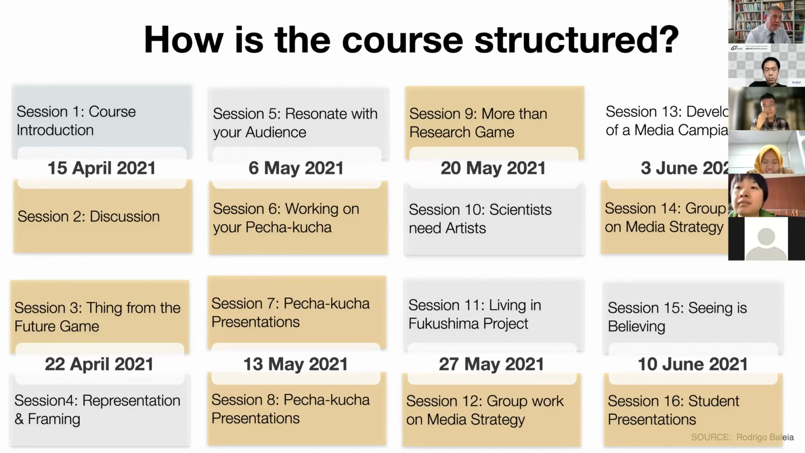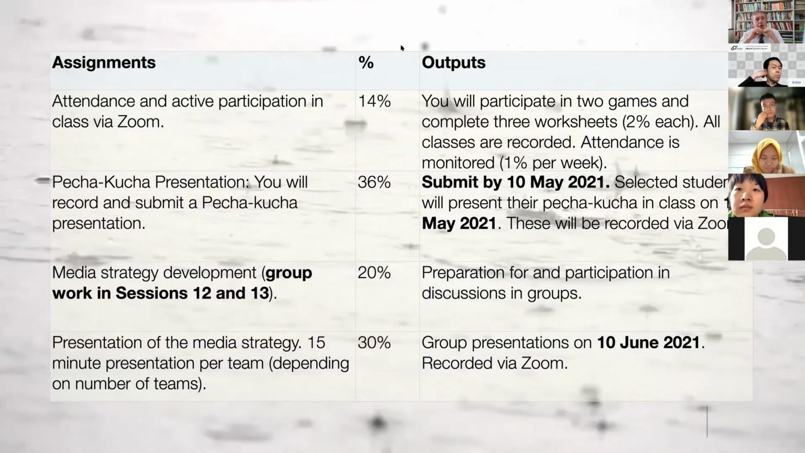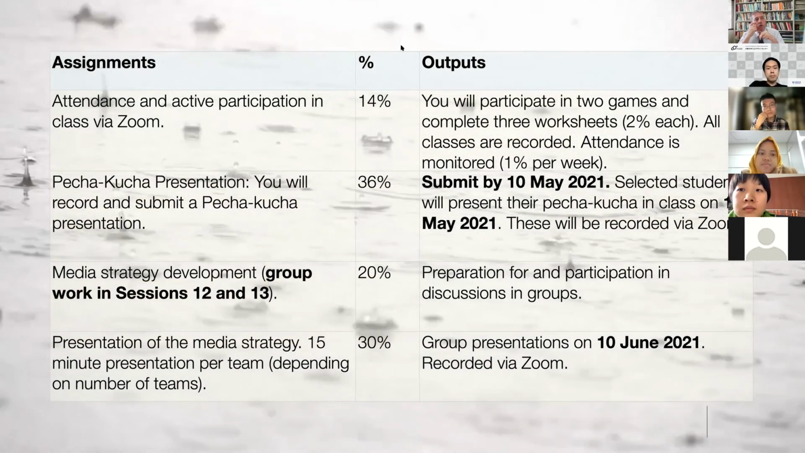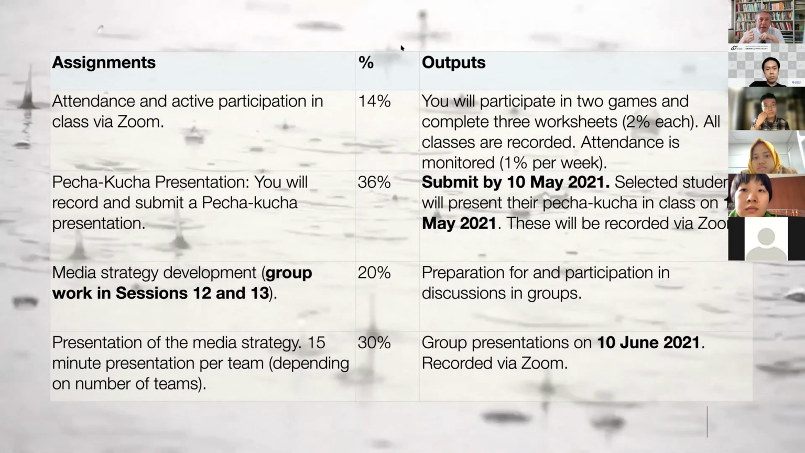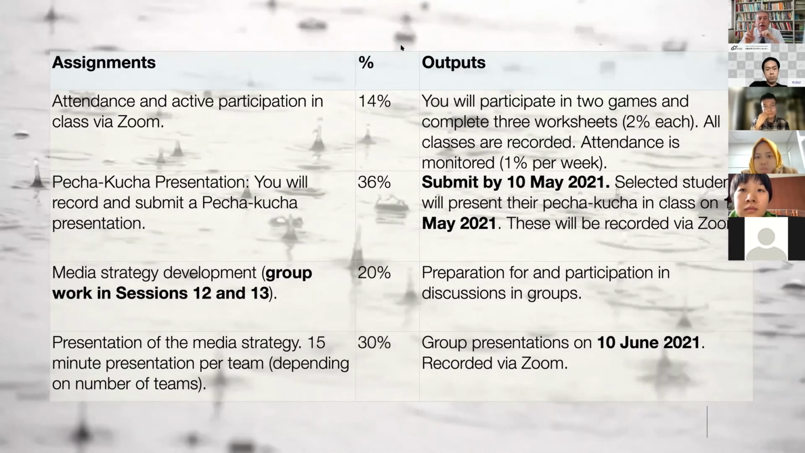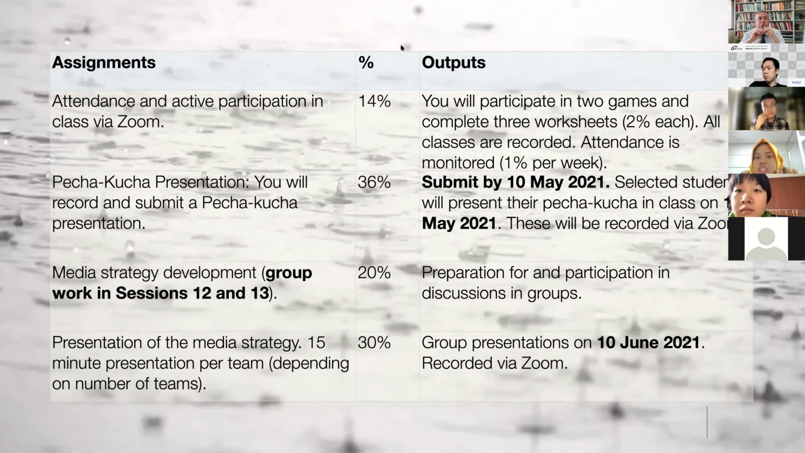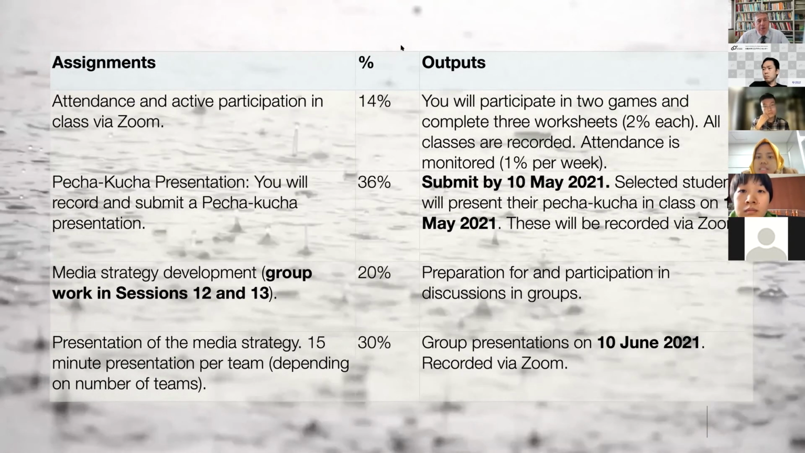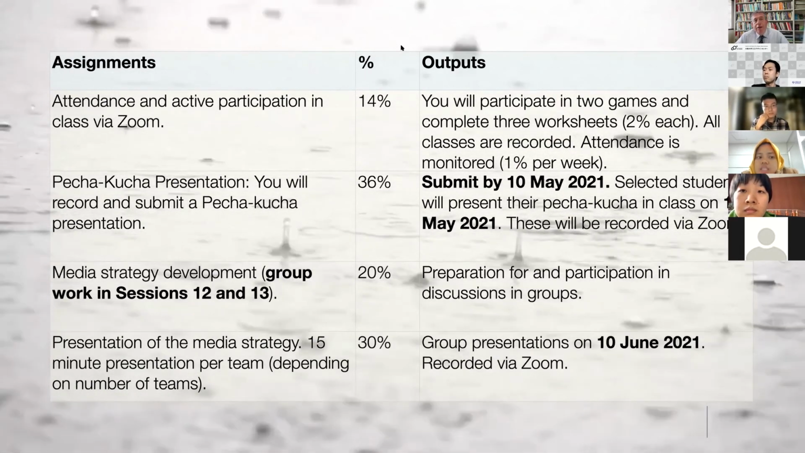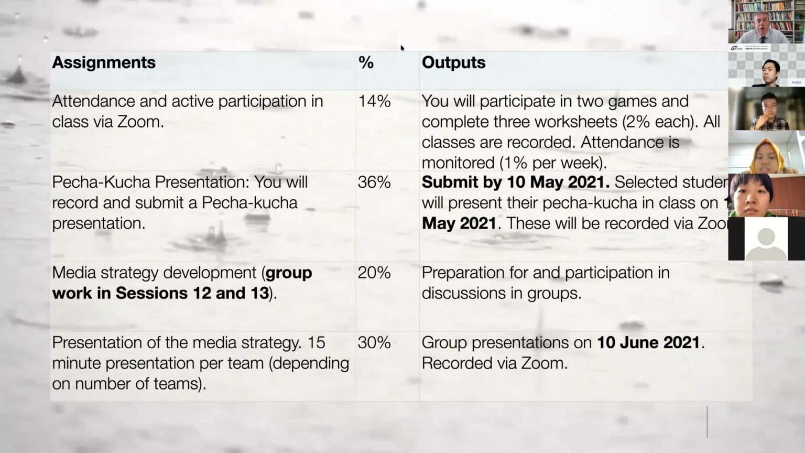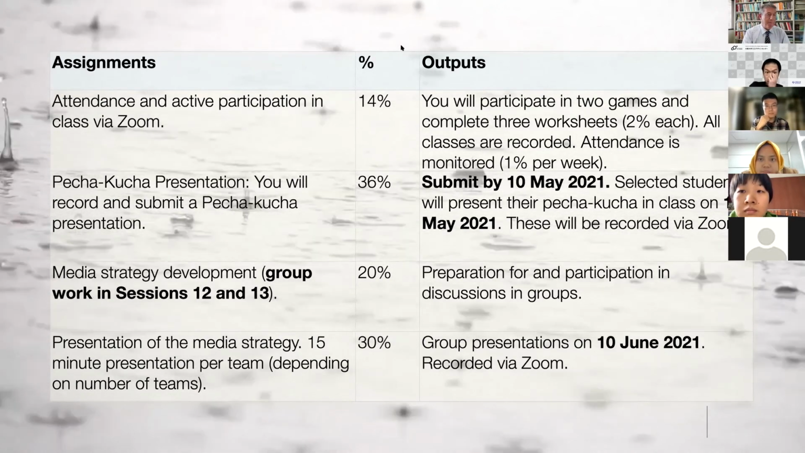So, next slide. The assignments: how do the assignments work? Firstly, you get 14% of your mark for attending each week. It's 1% per week. And then there are worksheets that you need to submit as well, which is 2% for each worksheet. 36% of the mark goes for the Pechakucha presentation. And then the remaining 50% is the group work, which is developing this communication strategy. So that's how it breaks down.